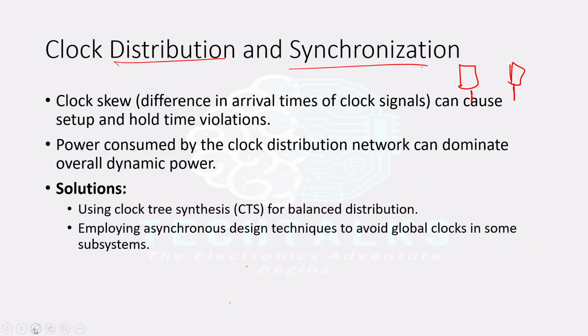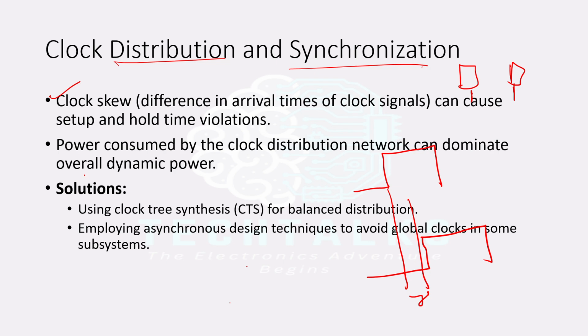So if the clock is itself not in sync, or it is providing some delay, if the clock for the first device is this and the clock for the second device is this, this amount of delay is enough to lead to fatal errors. So this is known as clock skewing.